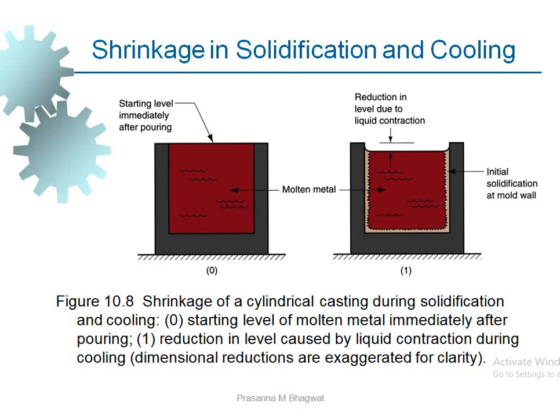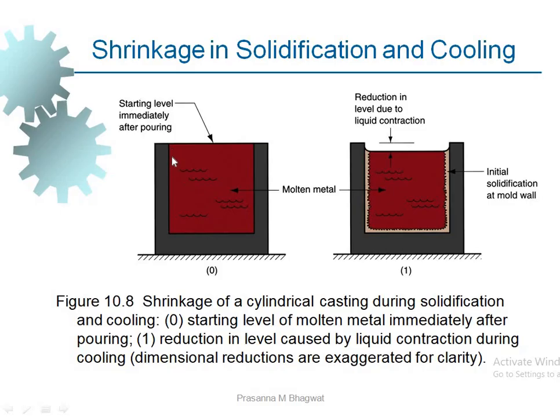So what is the meaning of shrinkage? Shrinkage means there is a shortage of metal. Suppose now the shrinkage of a cylindrical casting during solidification. This picture shows the starting level immediately when you pour the casting, that means when you fill the mold, the initial level will be like this. The metal is exactly on the top. As time passes, the metal will start reducing in level. What will happen when the metal touches this surface? It shows the chilling effect.